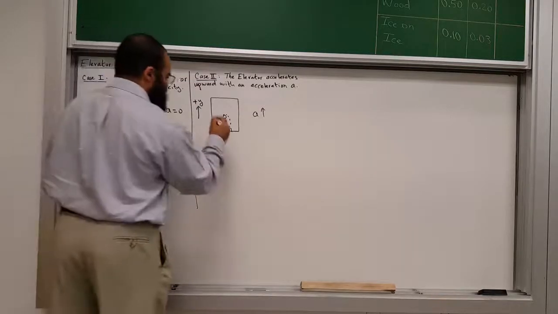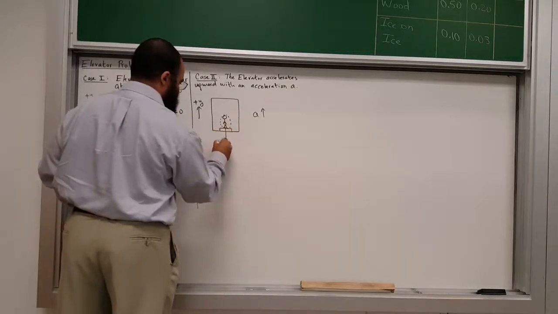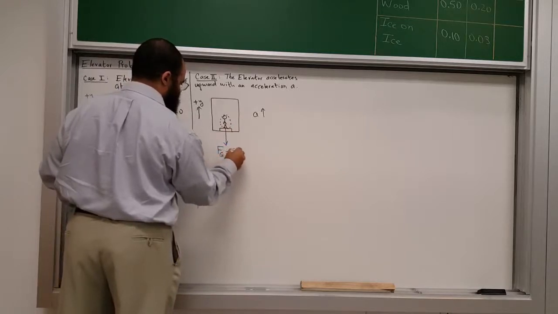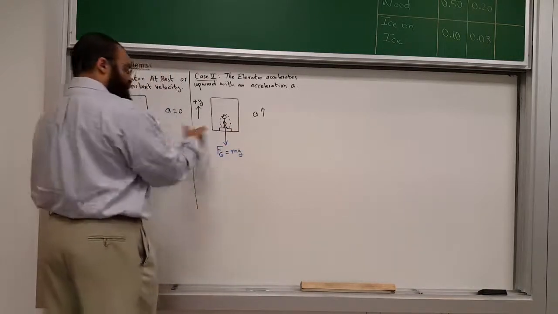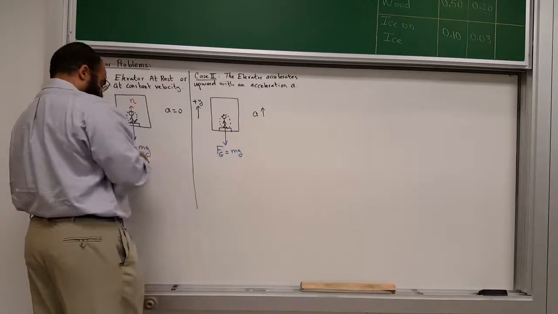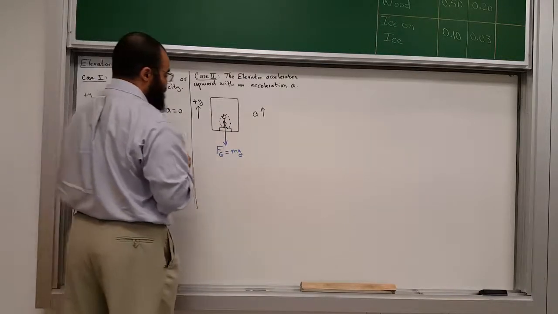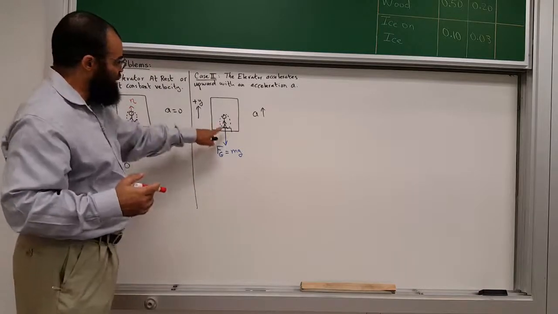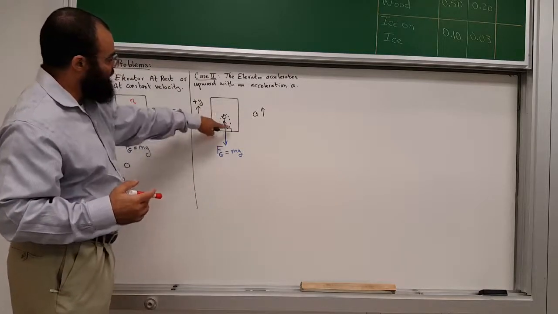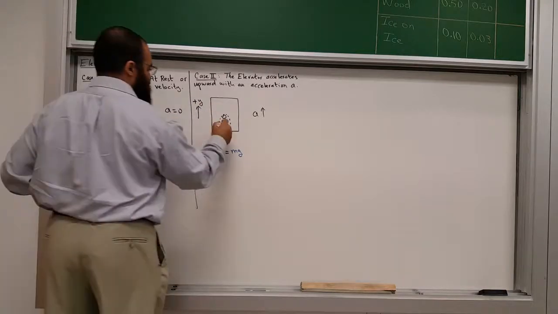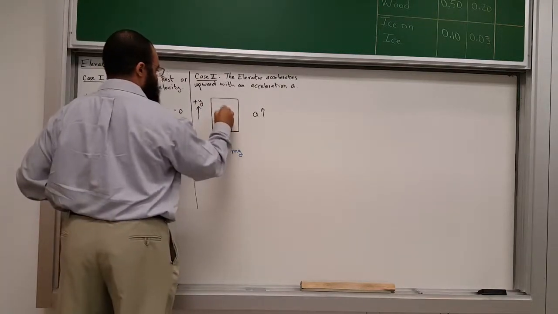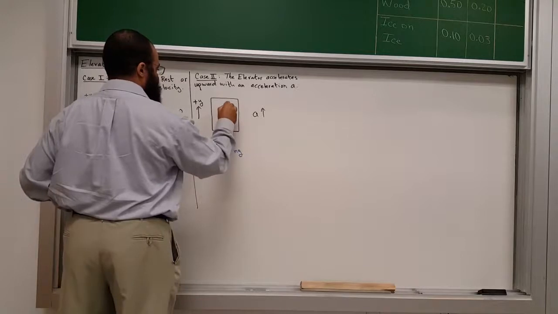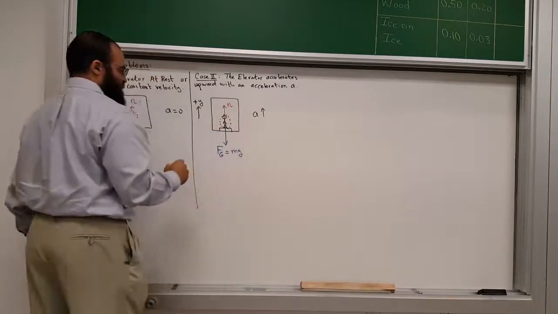And of course there is gravity downward, the force of gravity. As long as you're on Earth, there is the force of gravity, and it's equal to mg. And then you're in contact with this scale, so there has to be a normal force. The normal force always pushes you away, right? The scale applies a force on you perpendicular to the surface of the scale, so it's this way. That's the normal force. Okay?